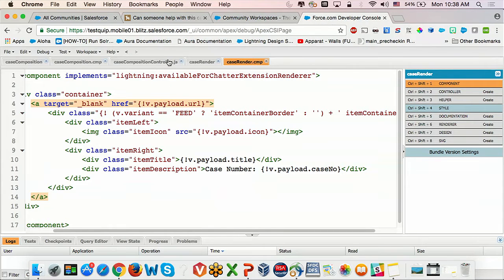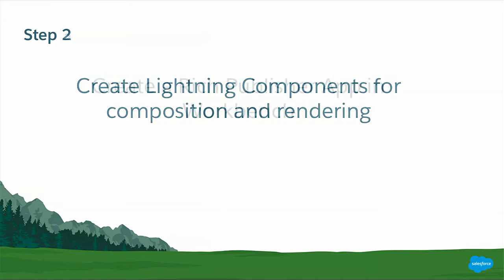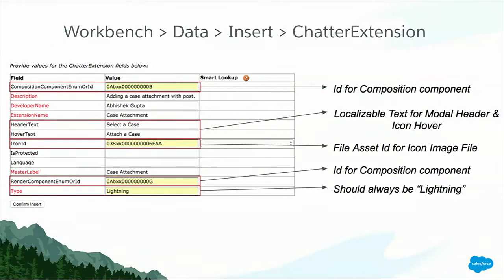So after we've gone to rendering, let's take a step back to our slides. Once we create the Lightning components, next step is to actually create the Rich Publisher app in Workbench, right? So how org admins and community admins can actually access it. To do that, just need to go to Workbench, go data, insert a Chatter extension object, and just need to associate all the different components that you sort of built up, right?